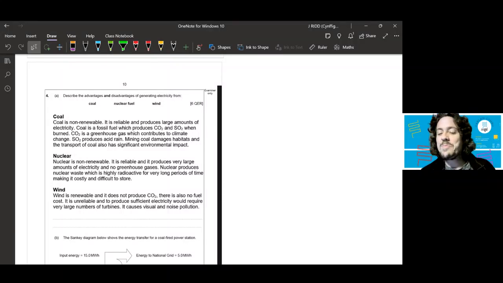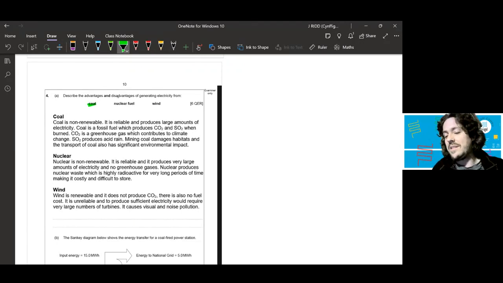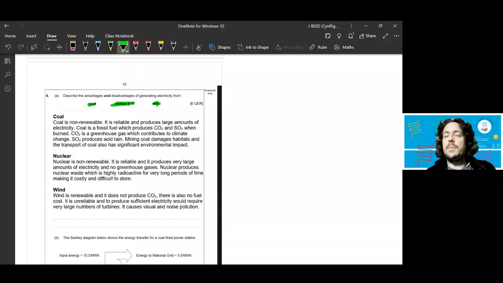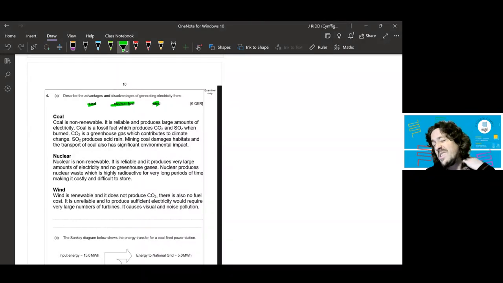So this one is: describe the advantages and disadvantages of generating electricity from coal, nuclear fuel, and wind. If I'm perfectly honest, this is a dream of a question, because it is literally just asking you to say what you know about these energy resources. It's not asking you really to compare or contrast these energy resources, which is a harder skill.